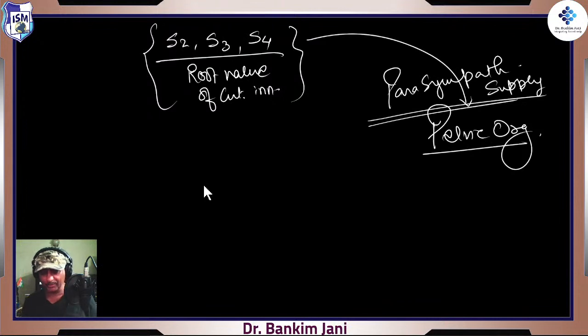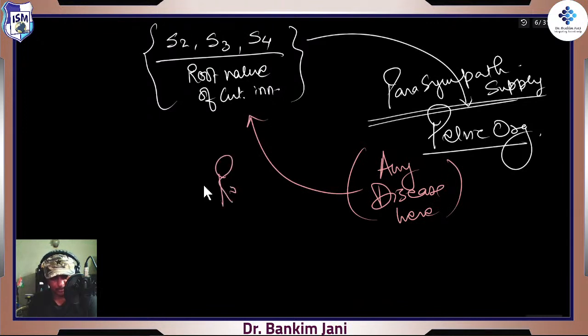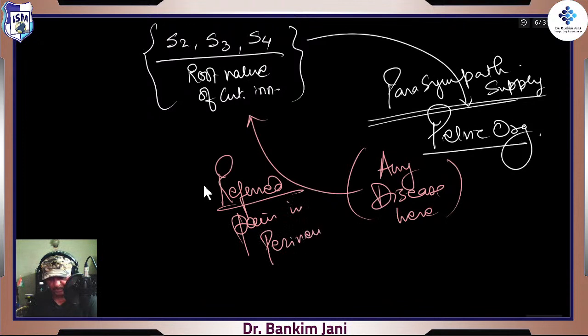And today, though again there are fewer figures, there are so many good things to discuss. So over here, any disease which occurs here will lead to referred pain in the perineum, right? Because of this common supply, it will lead to referred pain. So even if there is some disease in the pelvic organ, there will be lower abdominal pain, and lower perineal pain. That is because it is a common supply. Okay.